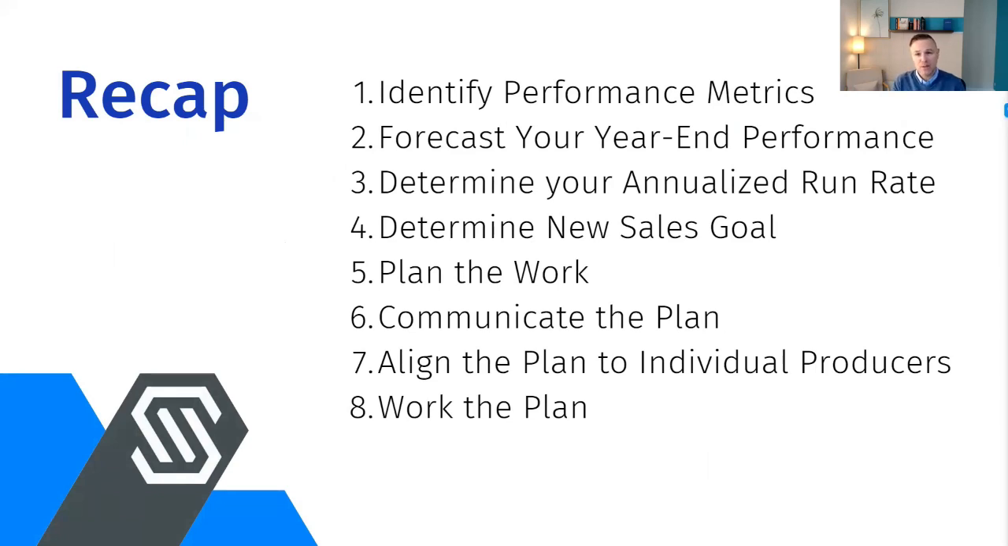Step 2, forecasting your year-end performance. If you're doing this as part of an annual plan, this is going to be critical. If you're just saying, hey, I want to outline a sales plan for the next quarter, you can use some of these elements without that, but this is really designed to be more of a strategic, complementary piece to the strategic plan. Step 3, determine your annualized run rate. Just figure out, do I have momentum? Am I accelerating or decelerating, right? Depending on what's happening should shape your plan, right?